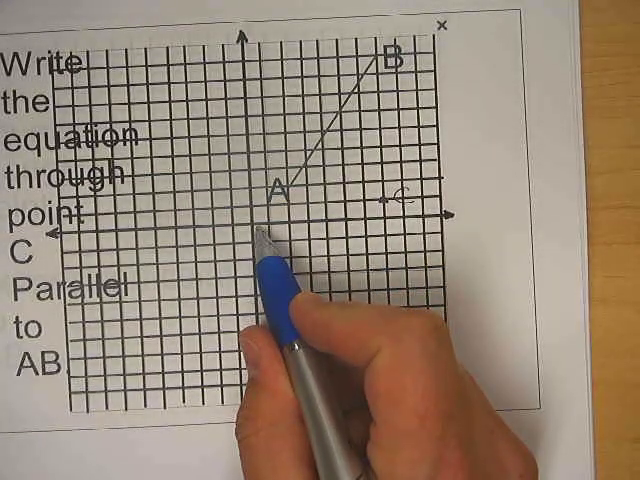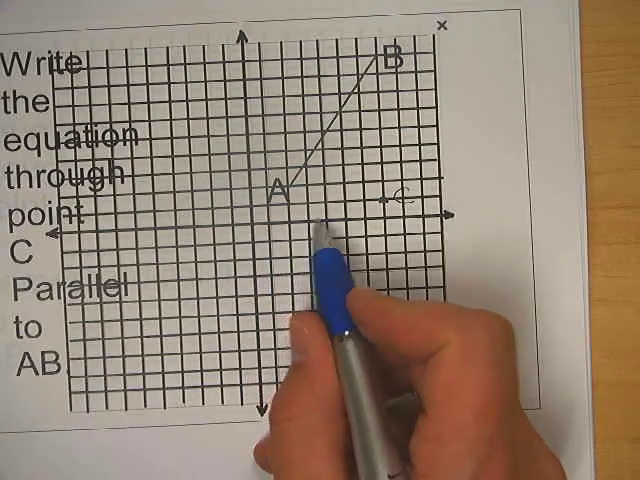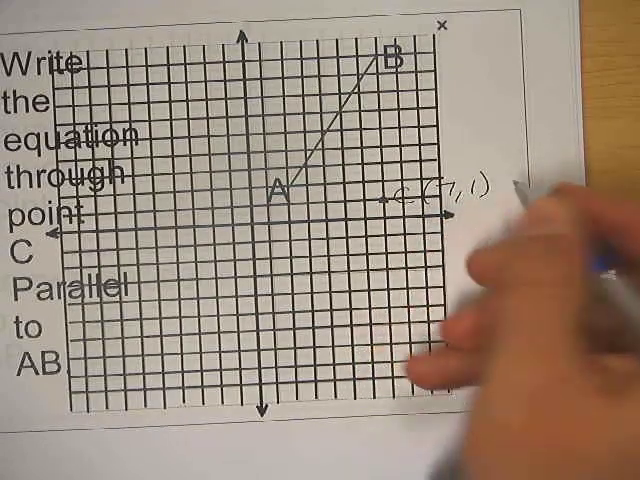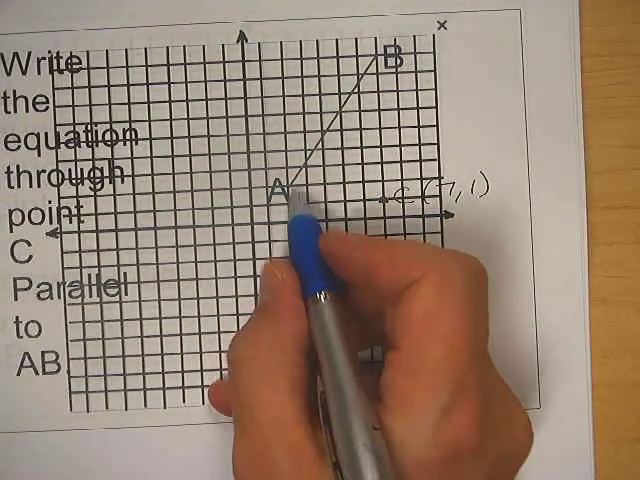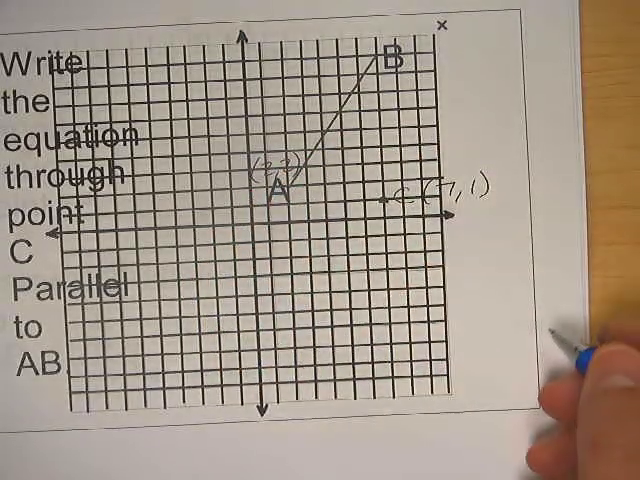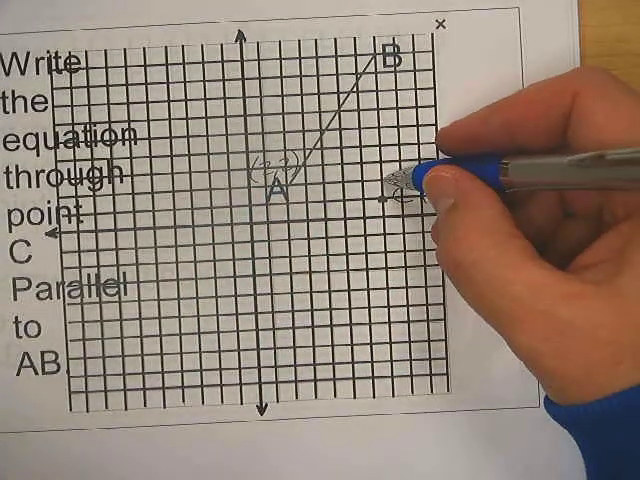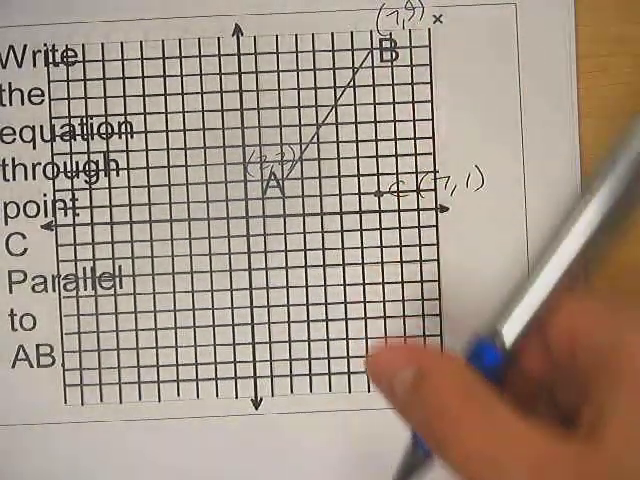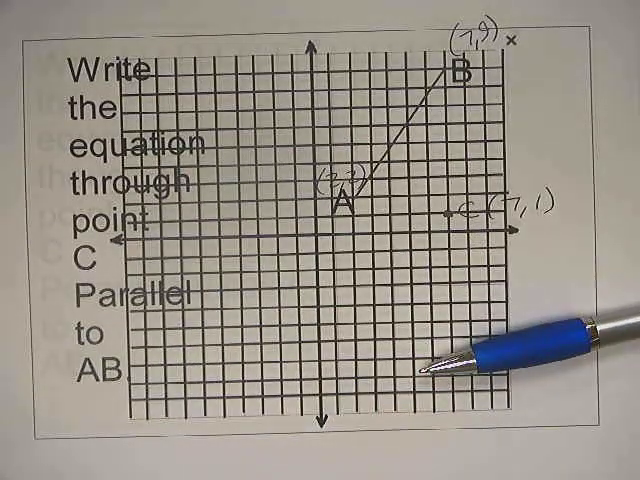Write the equation through the point C parallel to AB. Oh boy, and it looks like point C is way over here. So now, first of all, we have to get the coordinates of point C. So the coordinates of point C are 1, 2, 3, 4, 5, 6, 7, and 1. So 7, 1. Coordinates of point A are 2, 2. Coordinates of B are, looks like 7, 2, 3, 4, 5, 6, 7, 8, 9. 7, 9. We're going to continue this part on part review, part 3.